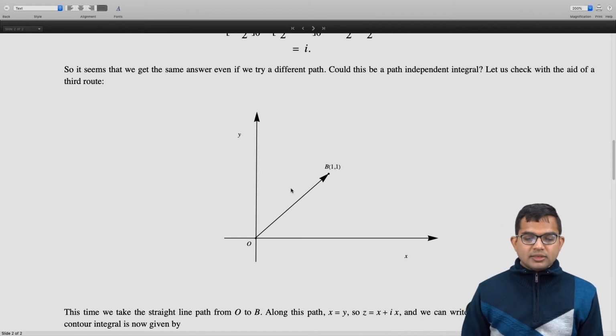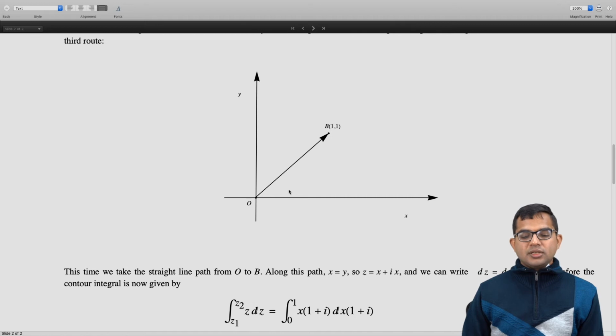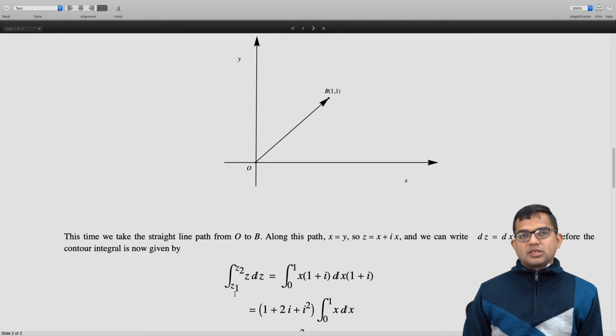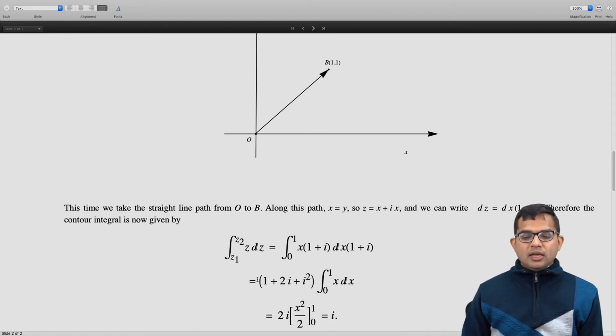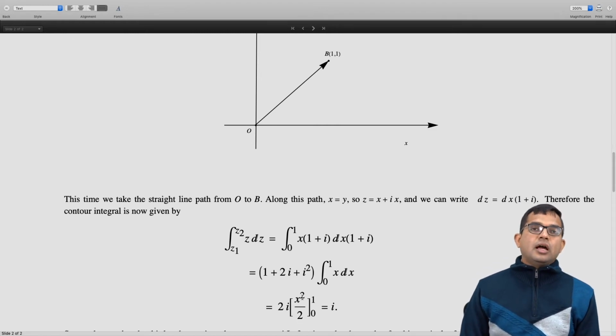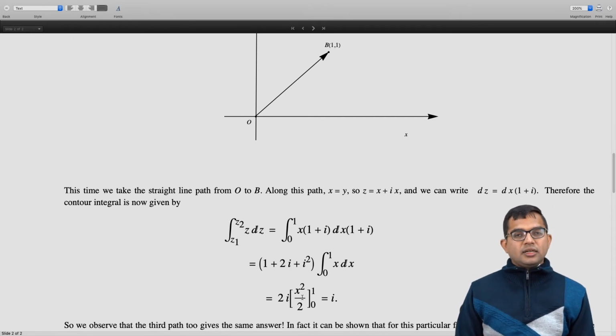Therefore the contour integral is now given by integral z dz, but z is x times 1 plus i, and dx times 1 plus i is dz. So we just simply have this (1 plus i) the whole squared, which I can pull out, it's just a constant, and (1 plus i) squared is 1 plus 2i plus i squared, and then the integral is simply 0 to 1 x dx, which is straightforward to evaluate. But I notice that (1 plus i) squared is just 2i, times x squared by 2 evaluated from 0 to 1, which gives me just a half, and which cancels with the 2 outside, and so I'm left with i. So indeed for this path also I find that the contour integral gives me the same answer.